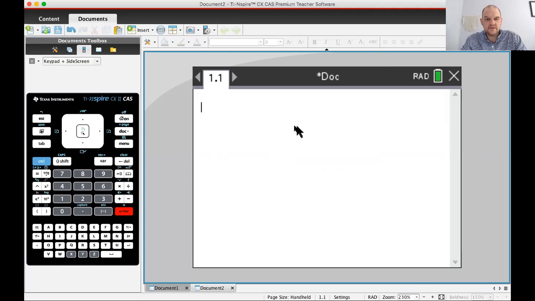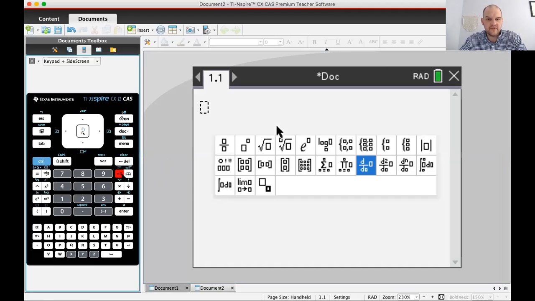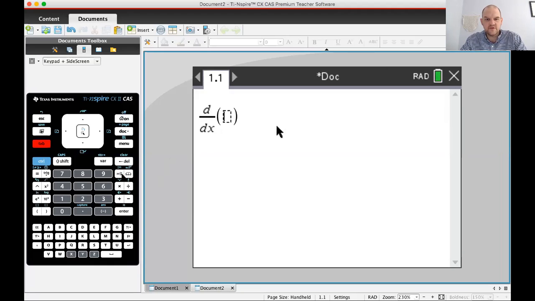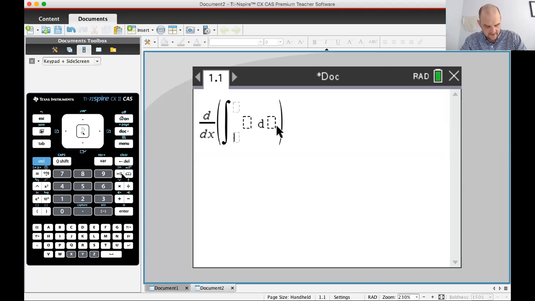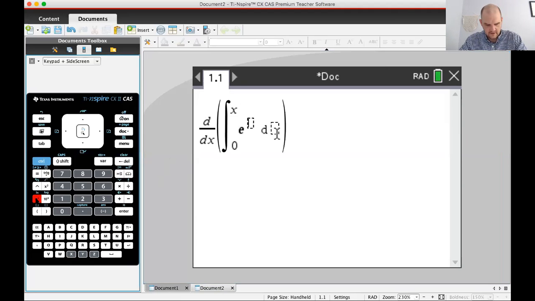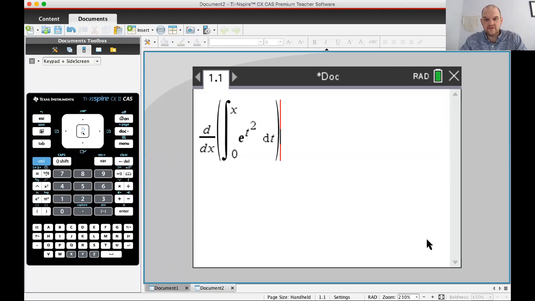All right, so I want the derivative. I'm going to use templates hopefully. The derivative with respect to x of the integral. So you can just type it in like this, 0 to x, and then it's going to be e to the t squared, and then our variable is t. All right, so let's see what that derivative gives us.